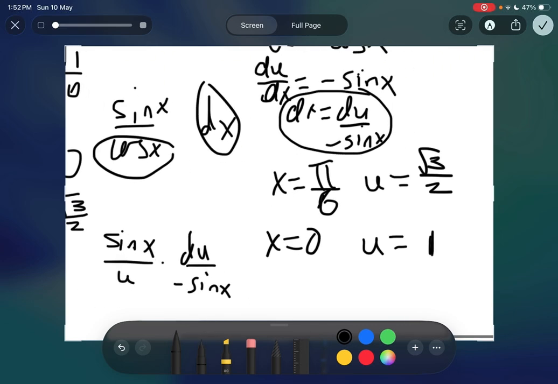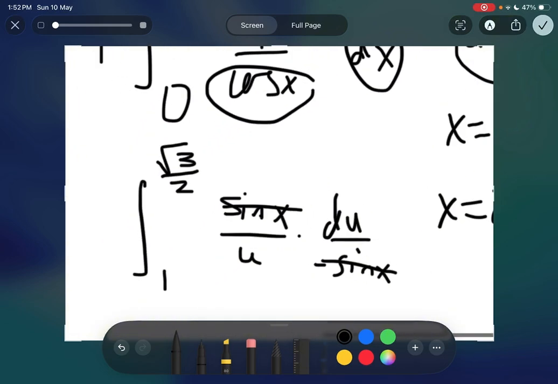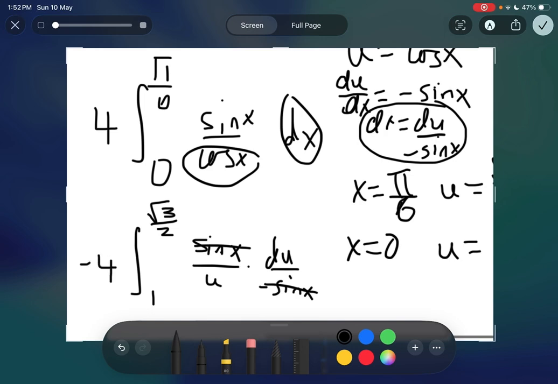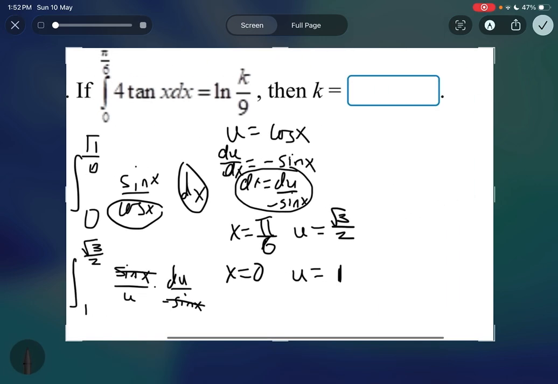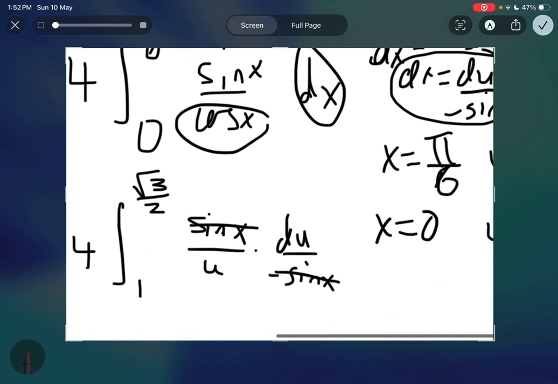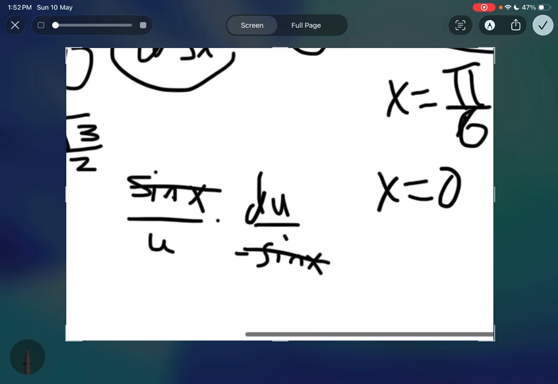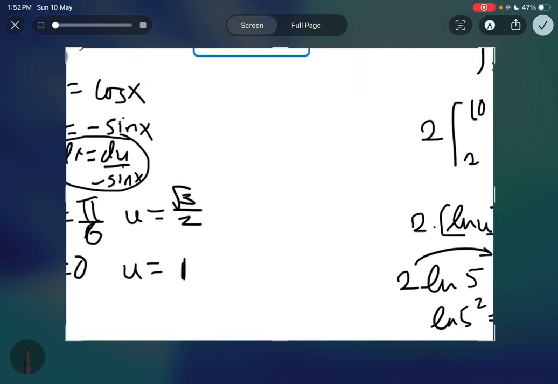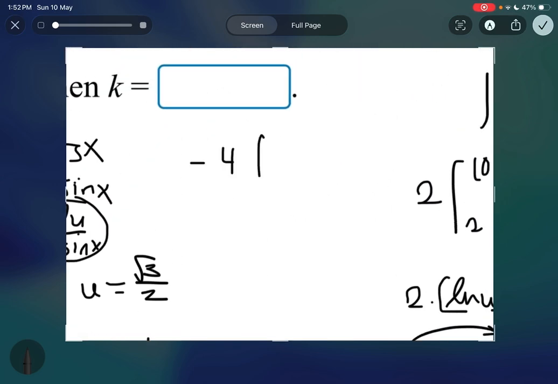So now you minus sine here, the negative stays there. But here, since the negative stays there, you take the negative outside with the 4, so minus 4. Since you cancel this, the minus goes outside. So it's now minus 4, integral from 1 to radical 3 over 2 of 1 over u.